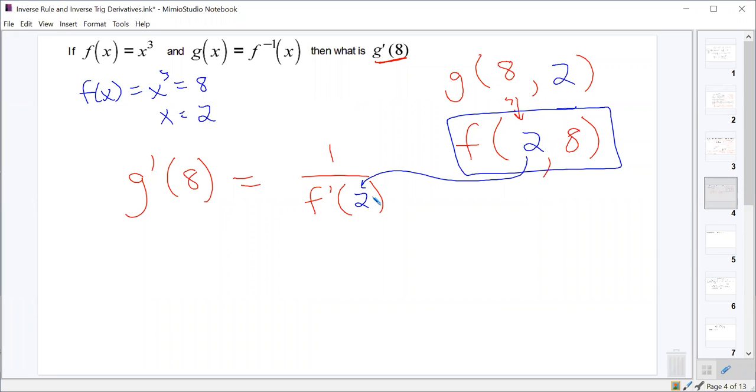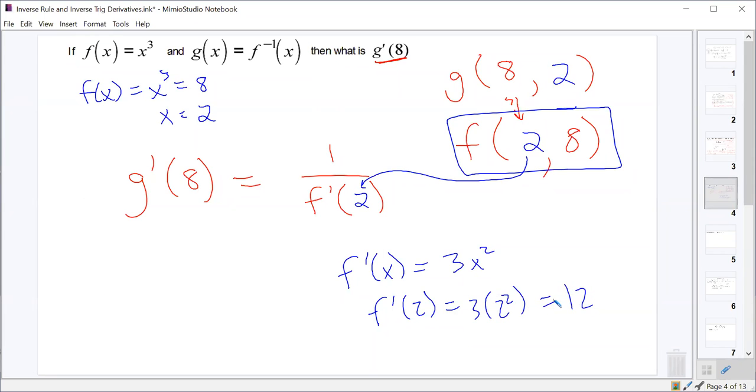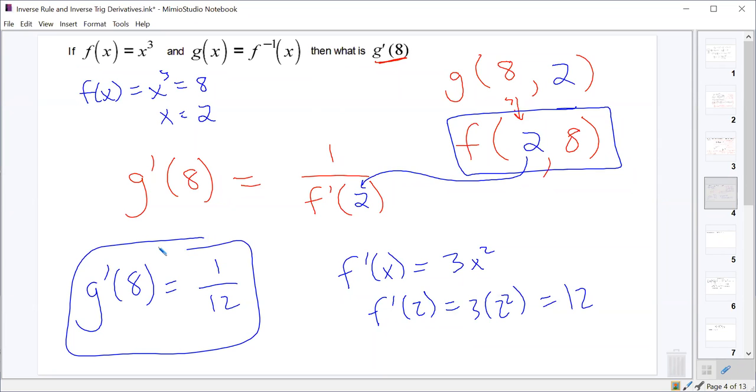All right. So all we need to do then is figure out what's F prime of 2. Well, what's F prime of X? What's the derivative of F of X? 3x squared. And if we evaluate that at 2, what do we get? We get 3 times 2 squared, or 12. So that tells us that G prime of 8 ought to just be 1 over 12. Good or no?